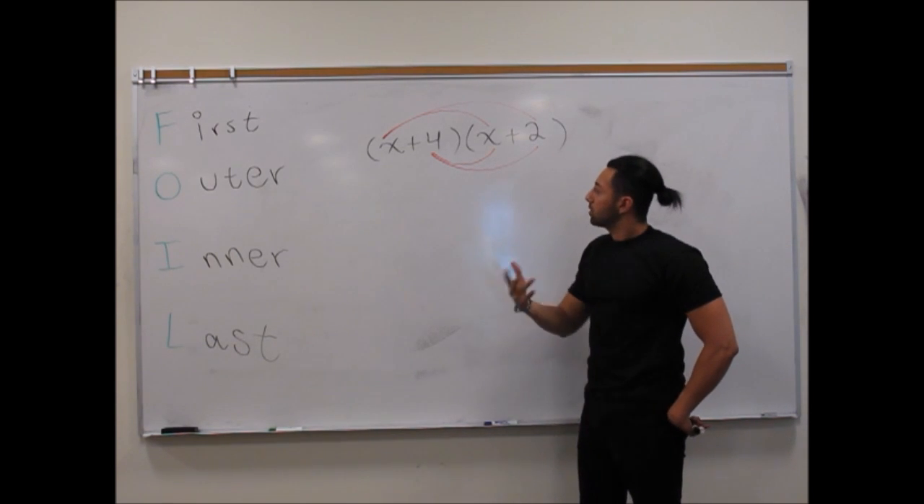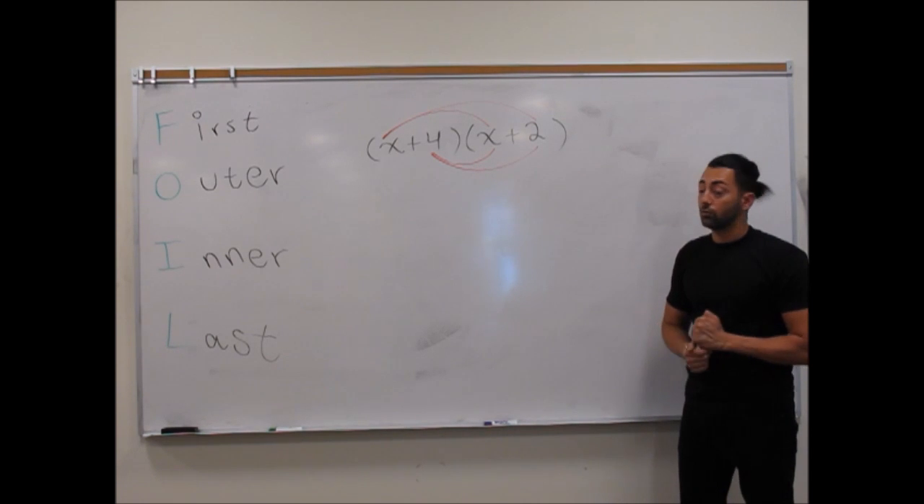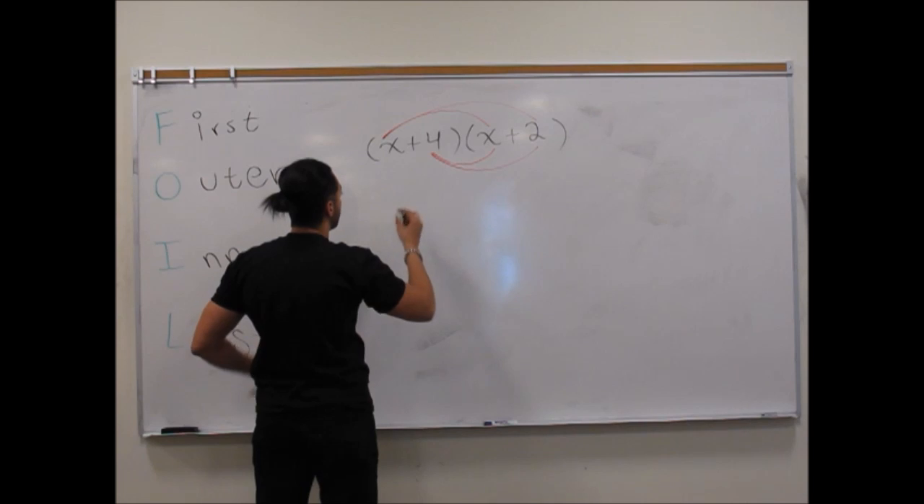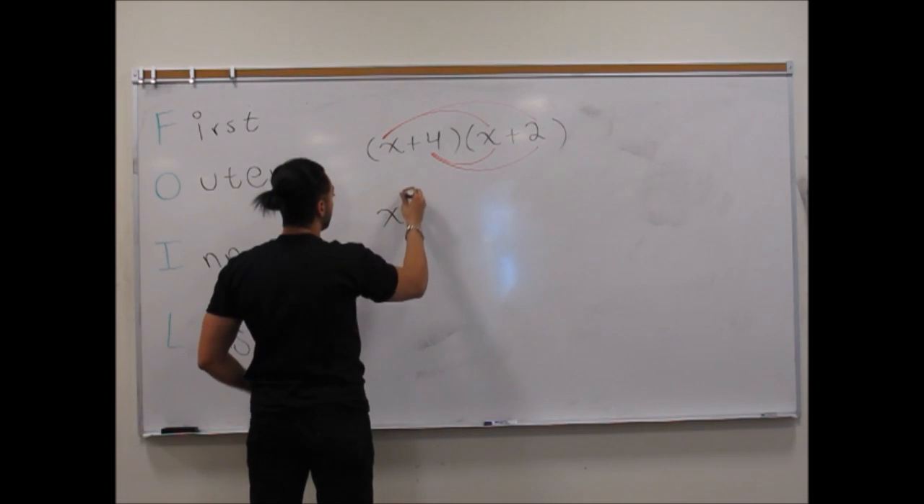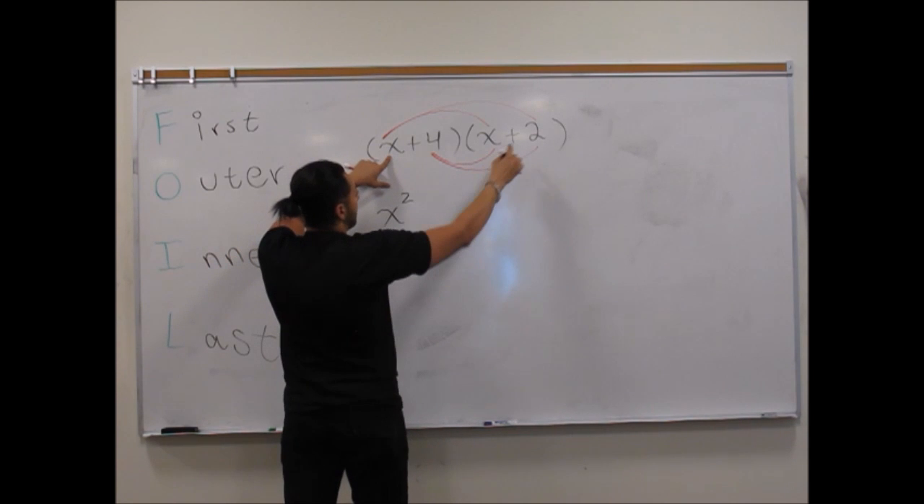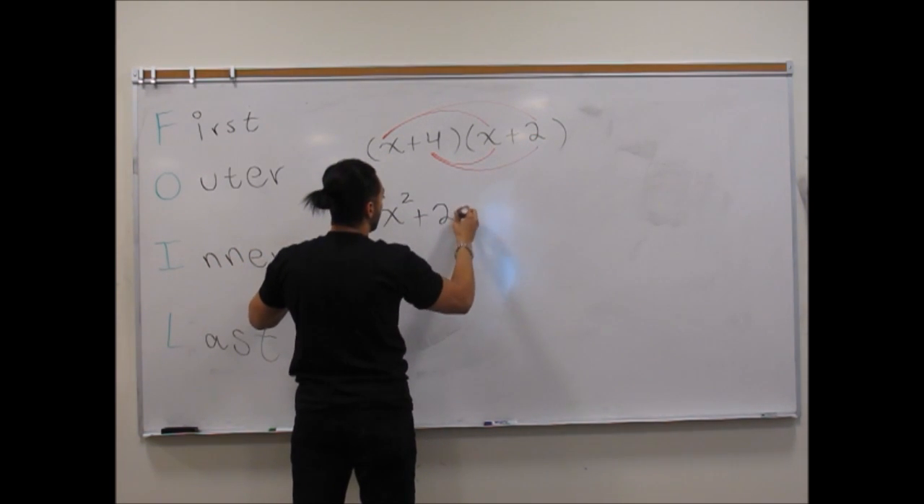So you could think about it as the distributive property, which is really what we're doing. So let's see what this would look like. The x times the x would give us the x squared. That's coming from the first. Moving on to the outer, it's the x times the 2, which would give us the 2x.